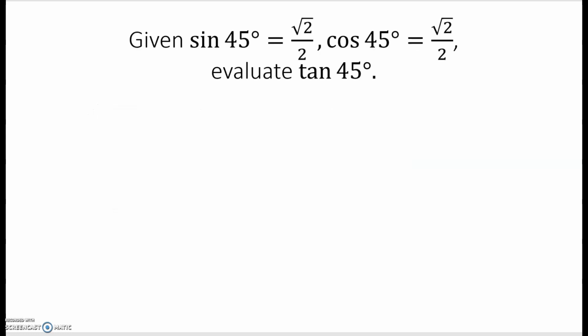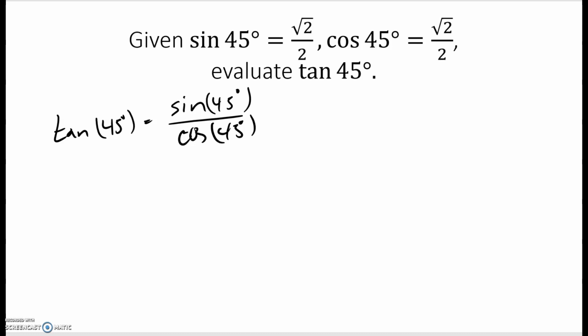Okay, now they say that sine of 45 is square root of 2 over 2, and cosine of 45 is the same thing, square root of 2 over 2. We need to find out what tangent of 45 is. Well, we know that tangent is, it's back here, sine over cosine. So we've got sine of 45 over cosine of 45. Well, they give us sine of 45 is the square root of 2 over 2, and cosine of 45 is also the square root of 2 over 2.